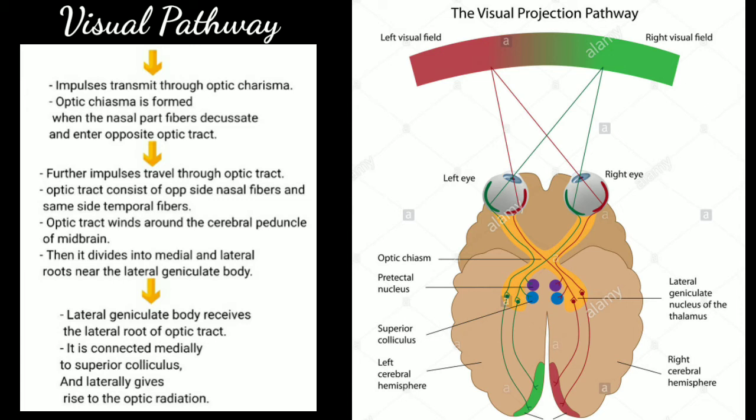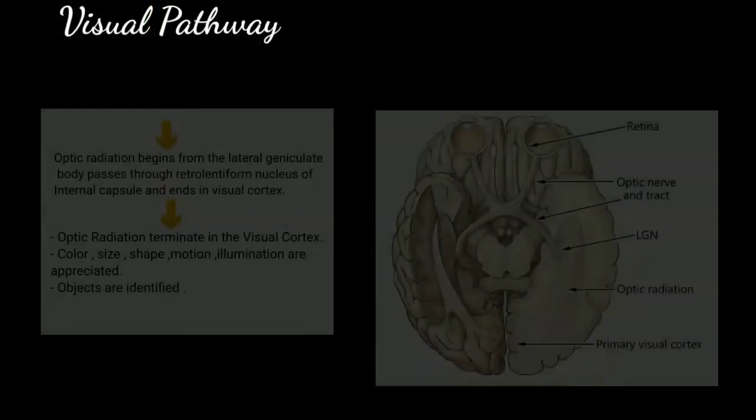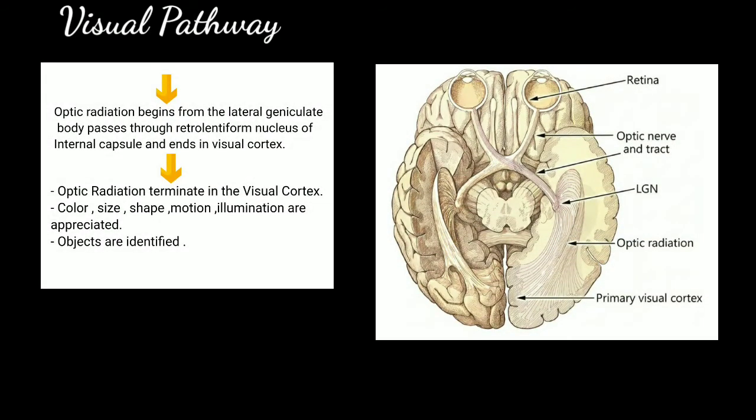Now next, the impulses travel in the form of optic radiation. Now, the optic radiations begin from the lateral geniculate bodies and pass through the retrolentiform part of the internal capsule and then end in the visual cortex. Then in the visual cortex, the optic radiations terminate and the color, size, shape, motion, illumination are appreciated. Now the objects are identified and the impulses are passed back to the retina. This was the optic pathway.